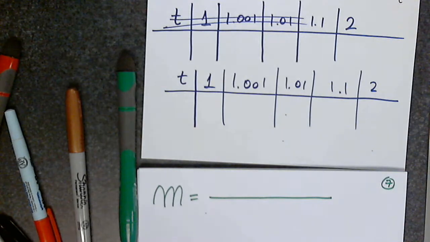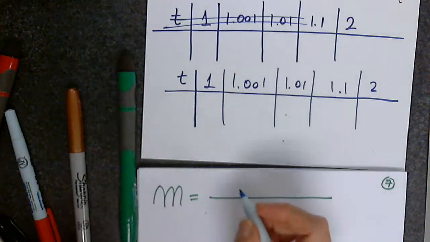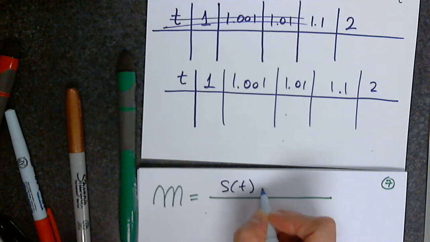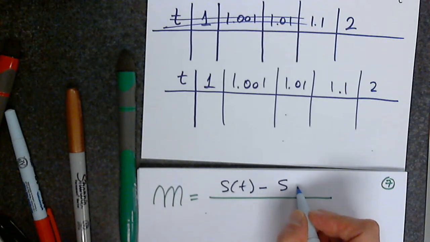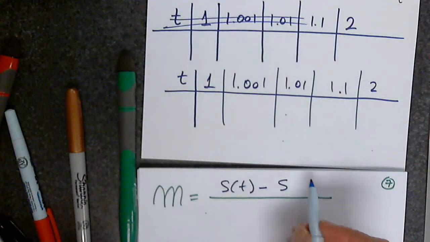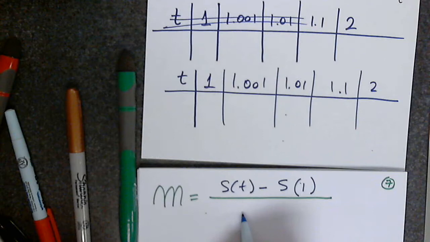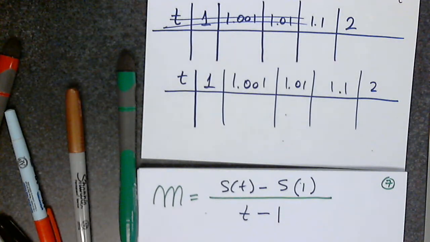What is the variable? Not 1. The variable is this one that changes, getting closer and closer to 1. So I will write S of t minus S of the fixed point that does not change in any of those, S of 1, over t minus 1. This is what I want to put in the graphing calculator.